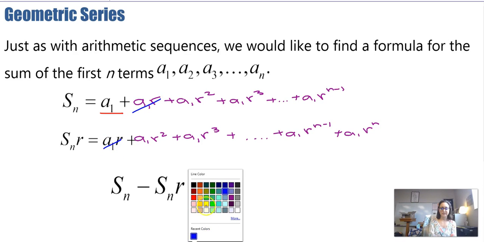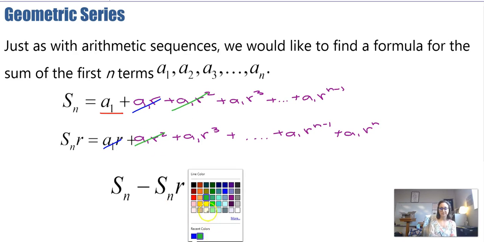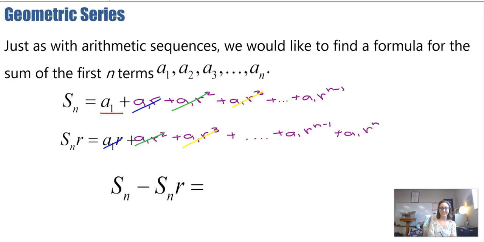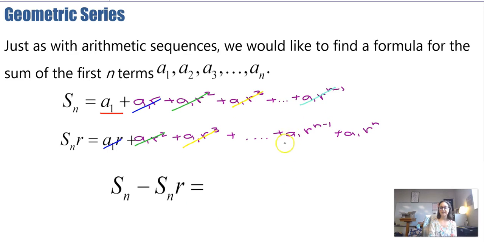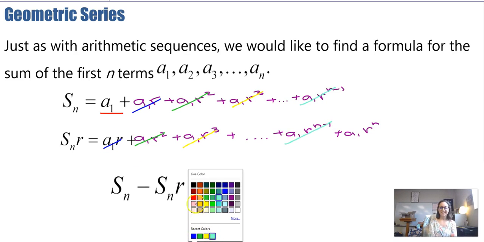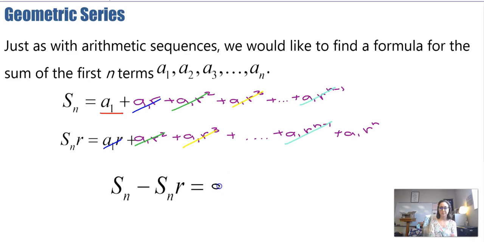Okay, and then continue looking here. I've got a sub 1 r squared in this row and in this row, and I'm subtracting the two. So those are going to go away, right? These are going to go away. And I'm just going to keep working my way in until the last term here cancels with the second to last term here, right? And so all that's left when I subtract is going to be my first term in the top row, which is a sub 1, and then all that's left in the bottom row is the last term, and remember I'm subtracting the two rows, okay?